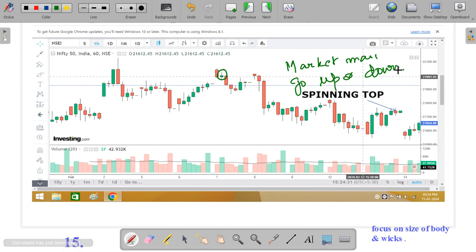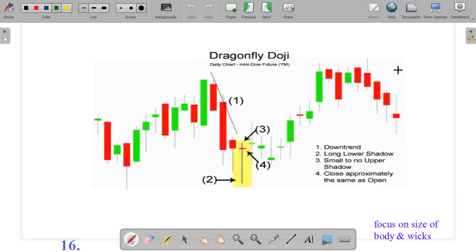Let's see the next. Next is a dragonfly doji. We have all seen the dragonfly, the green fly which moves in the grass. In this doji, you see a small body is formed at the top. This is the trend which is there; the trend actually is coming down, a downtrend. Now this body is formed, and see the legs of the body. You have to focus on the size of the body, where it is formed, and the wicks. The wick is very long. The body is formed at the top, and this is the 50%.